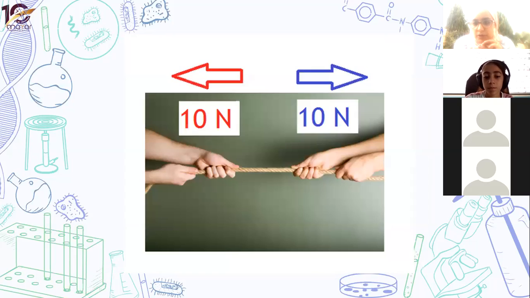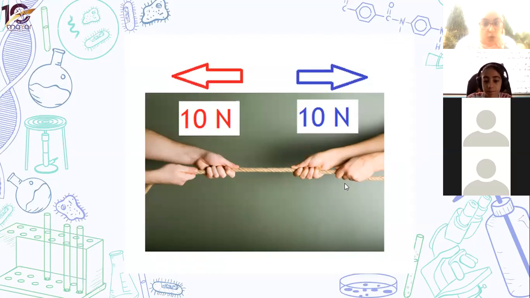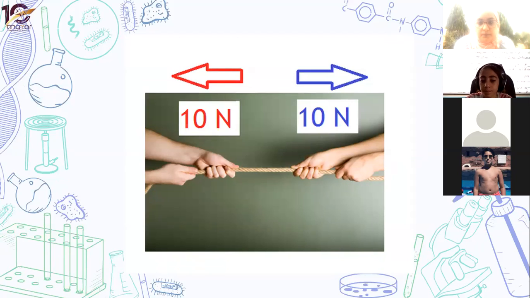Here is another picture to represent balanced forces. If they are pulling in the opposite direction, but with an equal amount, do you think the rope is going to move? Do you think it's going to move to either side, red or blue? Okay, Umar, what do you think? No. It will not move. Bravo. Because it is balanced.